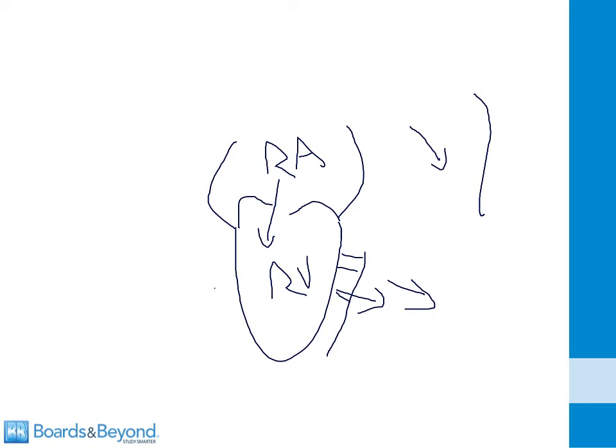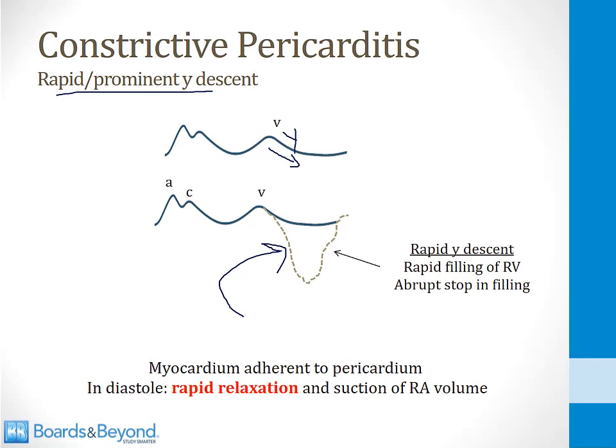and abrupt. Then suddenly the right ventricle cannot fill anymore because there's a constriction surrounding it due to that calcified pericardium. This makes the pressure in the right atrium suddenly go right back up, and the result is that you get a prominent Y descent. And I've summarized these points here. There's rapid filling of the right ventricle with an abrupt stop in filling. The myocardium of the right ventricle is adherent to the pericardium, so in diastole there's rapid relaxation and suction of RA volume. This causes the Y descent to be very prominent or rapid.